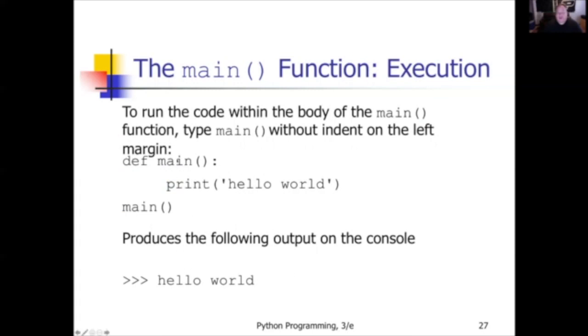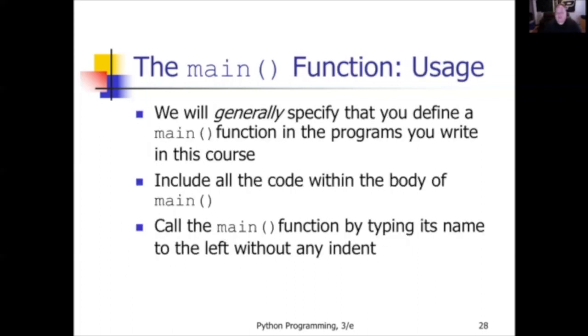So here I've defined the main function. It has print hello world. Here I've called the main function. And when I do call the main function, it just executes the statement. It just displays hello world. That's it. That's all that happens. So my main function gets executed, it runs all the commands in it, and it stops, and that's the end of it. As I said, generally we're going to tell you that we always want a main function.